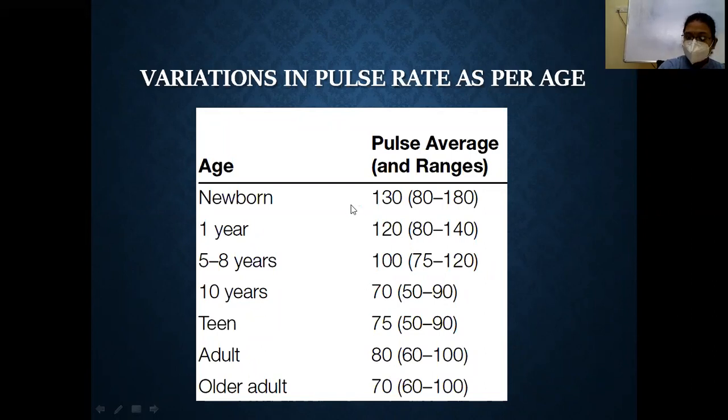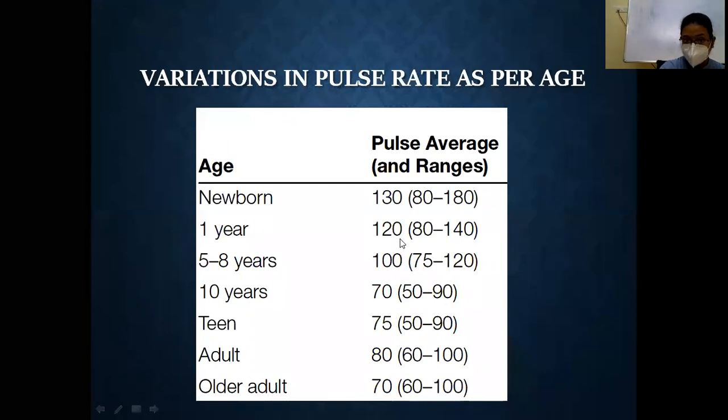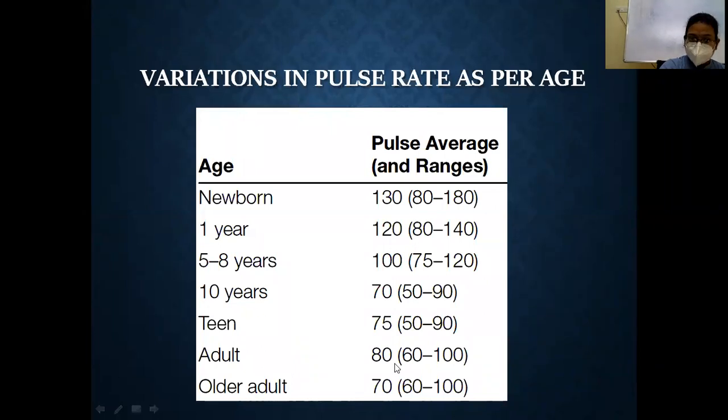So if you are checking pulse rate of a 1 year old baby, and he has a heart rate of 120, don't worry, it is normal in that way. But if you are assessing heart rate in a 20-year-old boy or adult, and you have a heart rate of 120, it is of course abnormal. So age should be considered whenever you have to comment on the pulse rate.